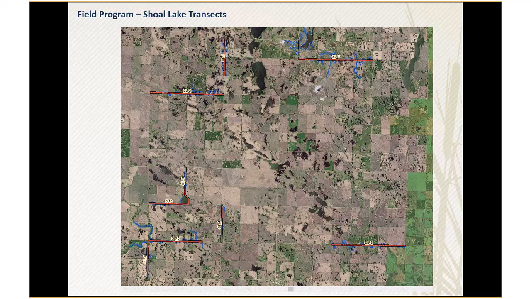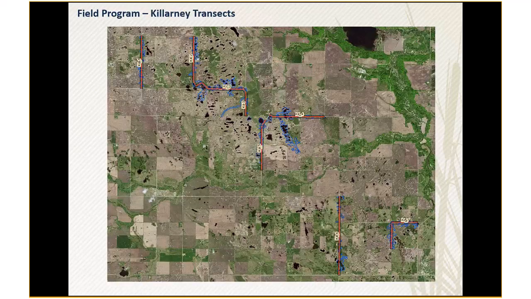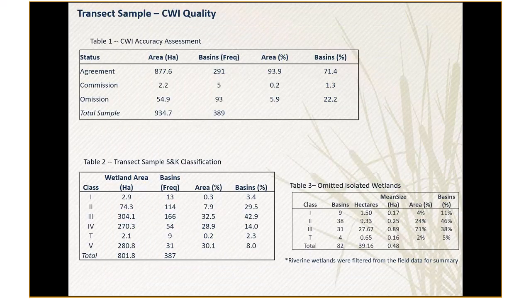Along the transects, the field folks also would delineate any wetlands that we omitted and type them as well. So just to give us our sample from a remote sensing perspective for validation of the models, but also to give us some numbers on the quality of the CWI data and whether it's still valid today. There's the Killarney site. Essentially that's the sample that we have to work with in terms of training or validating the models.